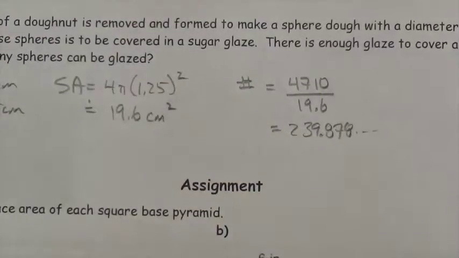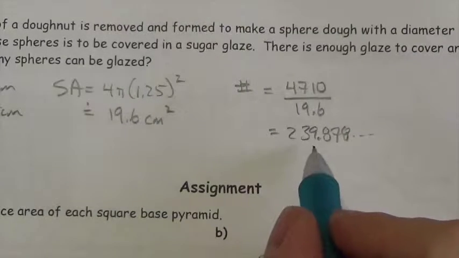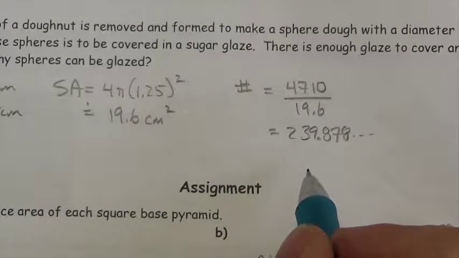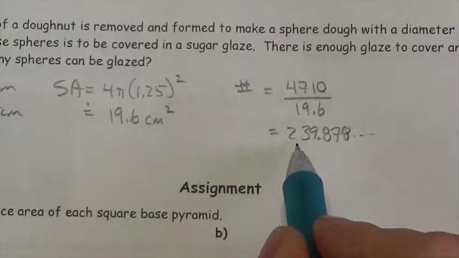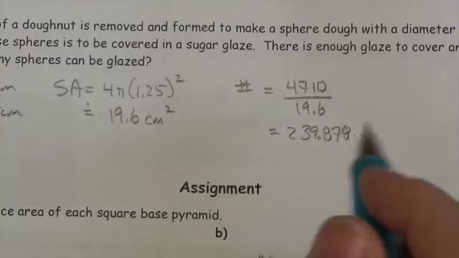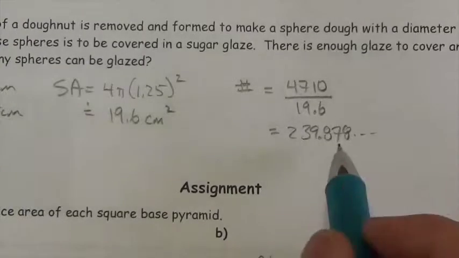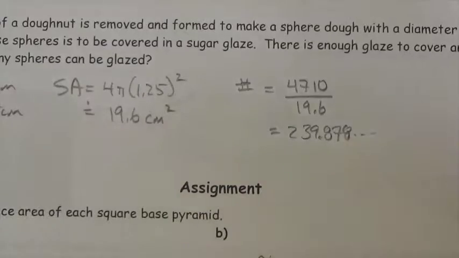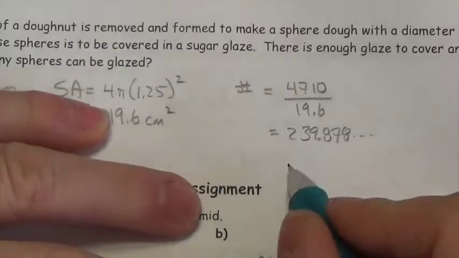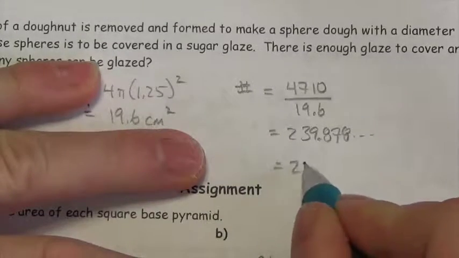Now the question is, how many can I actually cover here? And the answer is, you have to round down. There isn't quite enough to finish up that 240th one. You're just so close, but it wouldn't get covered. In fact, just a very little bit of it wouldn't be covered, but still, it wouldn't be covered. So we have to round down. So therefore, the answer is 239.